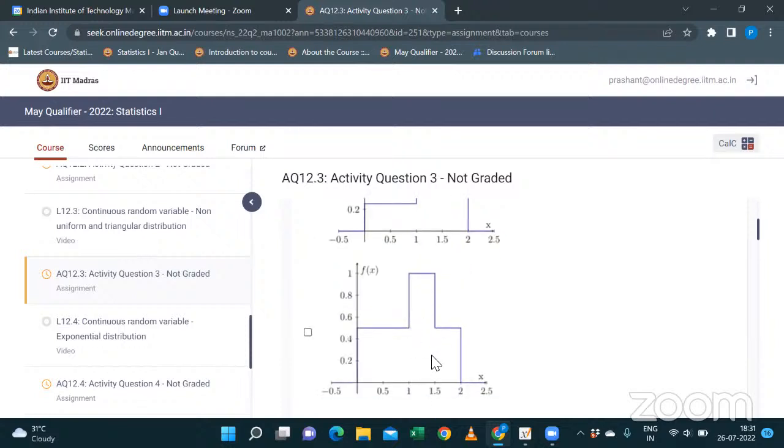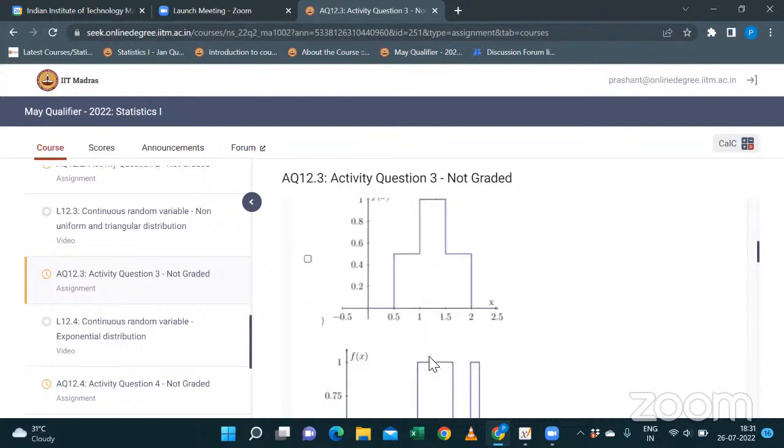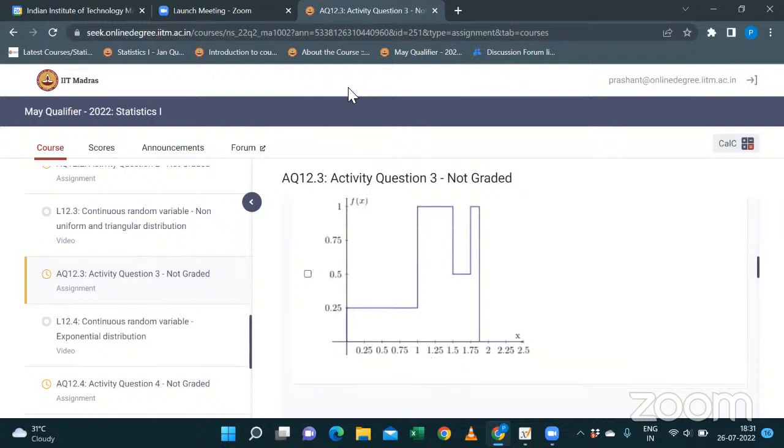Similarly, for the others, plot a line and apply the area formula. Okay, sir, I got it. Anybody else?